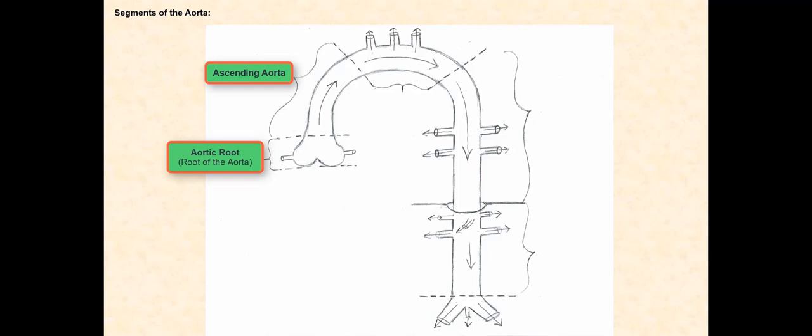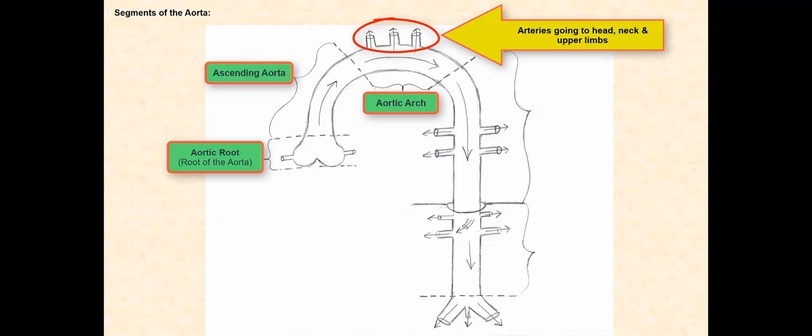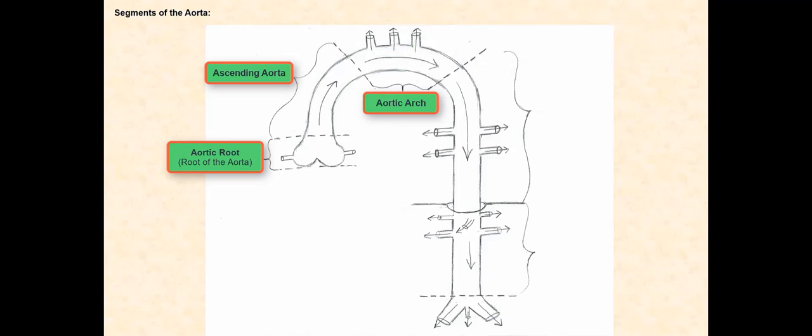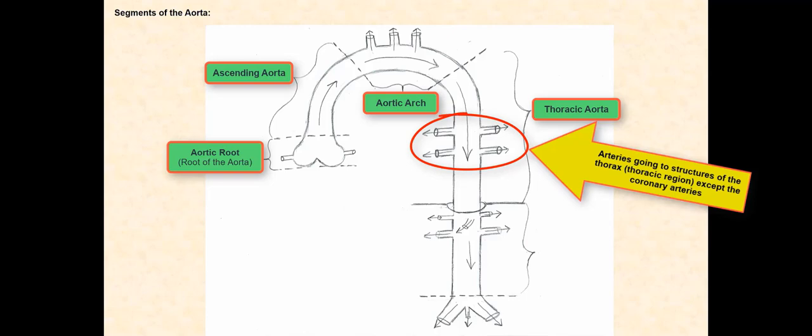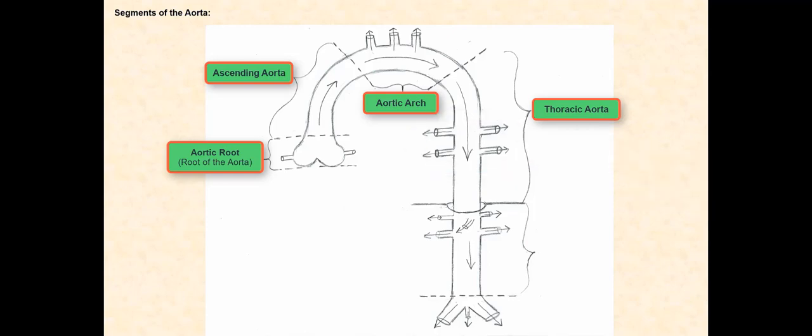So, this segment is referred to as the aortic arch. It is at the aortic arch where the arteries going to the head, neck, and upper extremities or upper limbs will branch off. From the aortic arch, the aorta descends to give us the thoracic aorta. Arteries going to structures in the thoracic region or thorax branch off the thoracic aorta except the coronary arteries. As was already mentioned, the wall of the heart, the epicardium and myocardium, are supplied with oxygenated blood by the coronary arteries. As you will see later, these coronary arteries will further branch as they wrap around the wall of the heart.